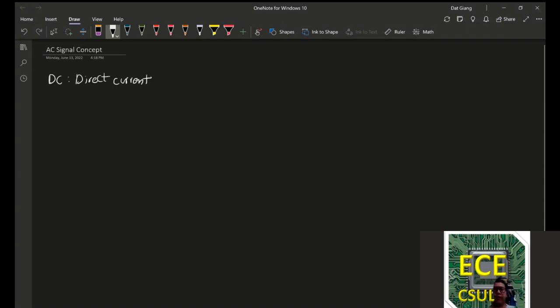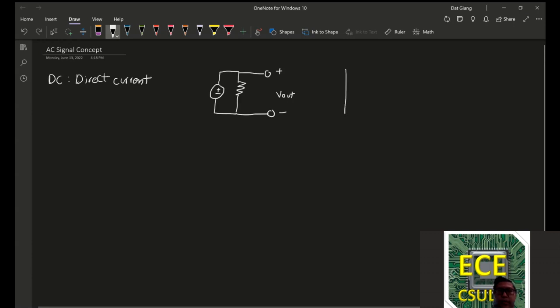You have sources which are fixed. So if you plug a battery in, this battery will connect to the system, and when you read the voltage out, you'll just get some kind of reading from it. So this will be some kind of reading V out. And if we were to look at a curve of it, it would look like this.